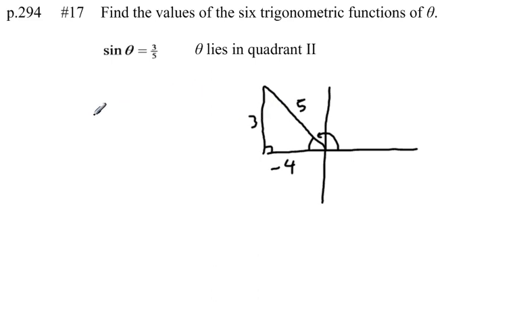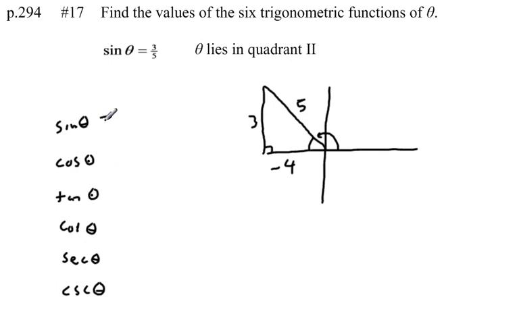Okay, now we need to find the 6 trigonometric functions of theta. So over here, I'm just going to write them down. We need to find the sine of theta, the cosine of theta, the tangent of theta, the cotangent of theta, the secant of theta, and the cosecant of theta. Well, the first 3 we can get from SOHCAHTOA. Sine of theta actually is given to us in the problem. So we'll just copy that down again. The sine of theta equals 3/5.